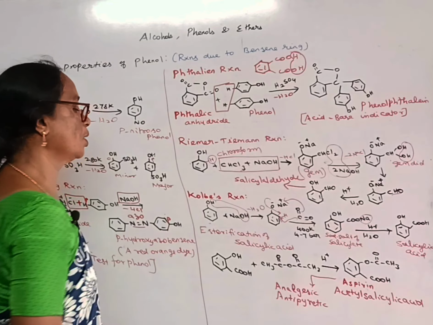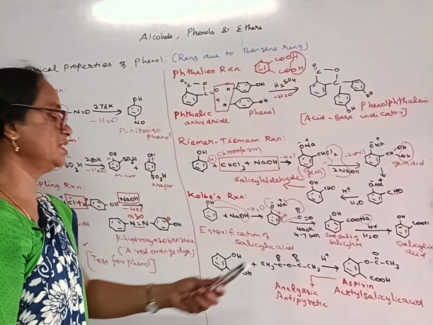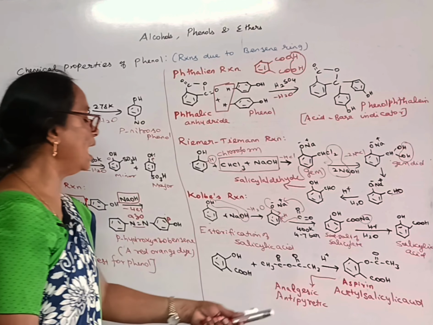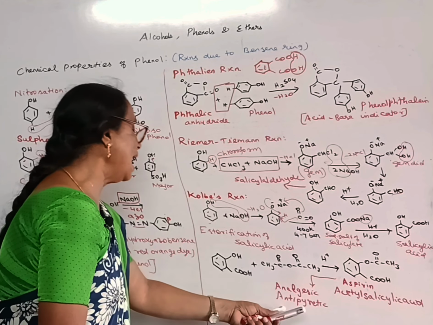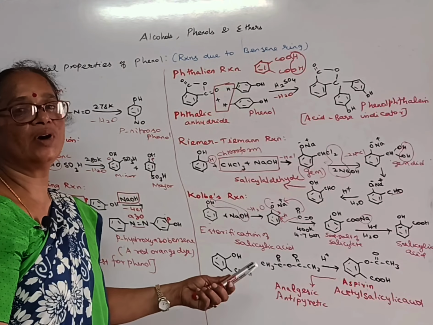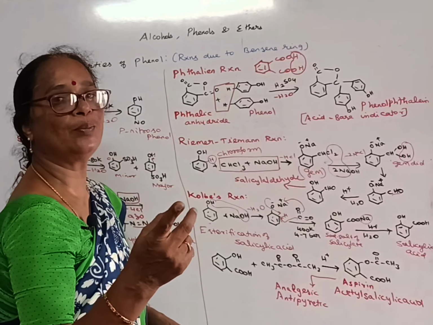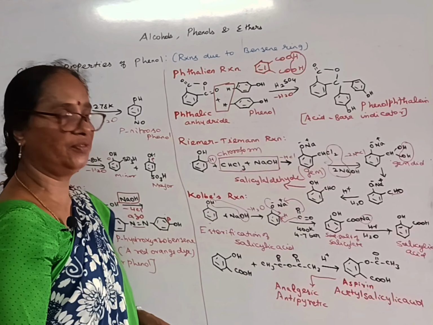So here we are going to prepare aspirin. Aspirin is the medicine which is used as an analgesic and antipyretic. Analgesic means the pain reliever or painkiller. Antipyretic is for reducing the fever. So aspirin has the dual property of pain relief as well as reducing the fever.